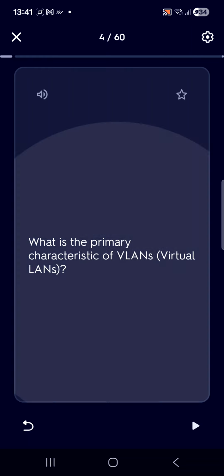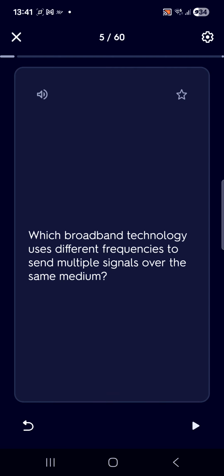What are the primary characteristics of VLANs, virtual local area networks? That would be they group users based on logical boundaries instead of physical boundaries because it's virtual. Which broadband technology uses different frequencies to send multiple signals over the same medium? It's called a cable network, cable internet.